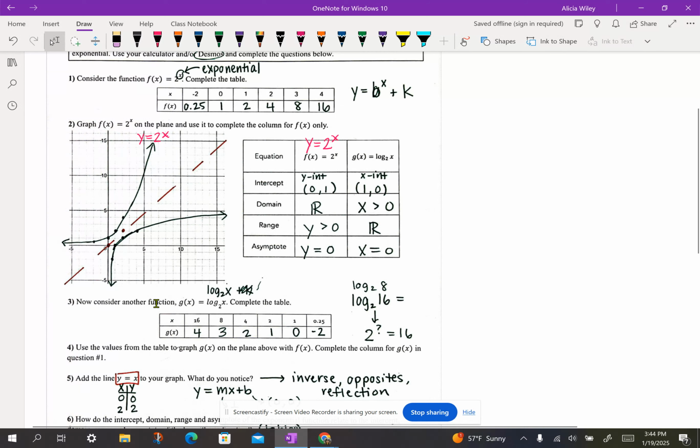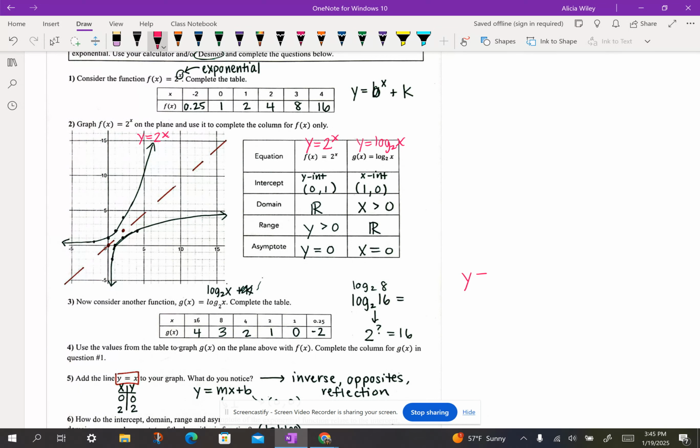So in number 3, they said consider the function g of x. Again, that's the same as saying y equals log base 2 of x, and they wanted you to complete the table. This time they gave you different x values and you had to plug them in using what you know about logarithms to get to that answer. So if you're having trouble with this, it would be a good thing to ask for help on.